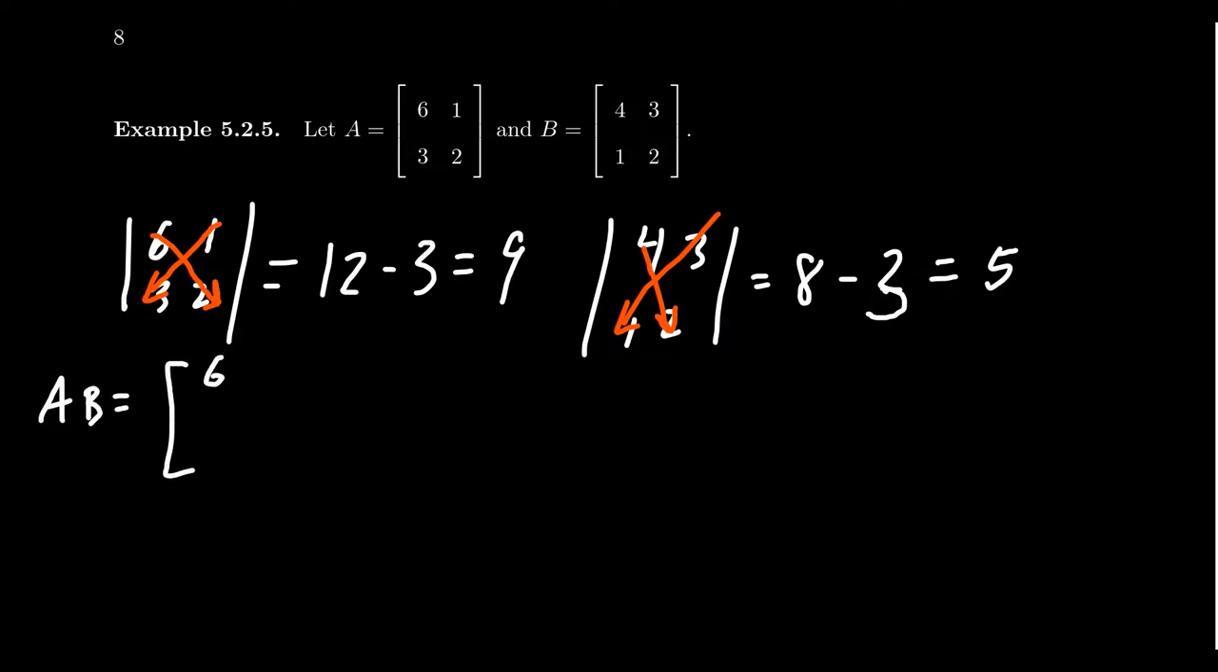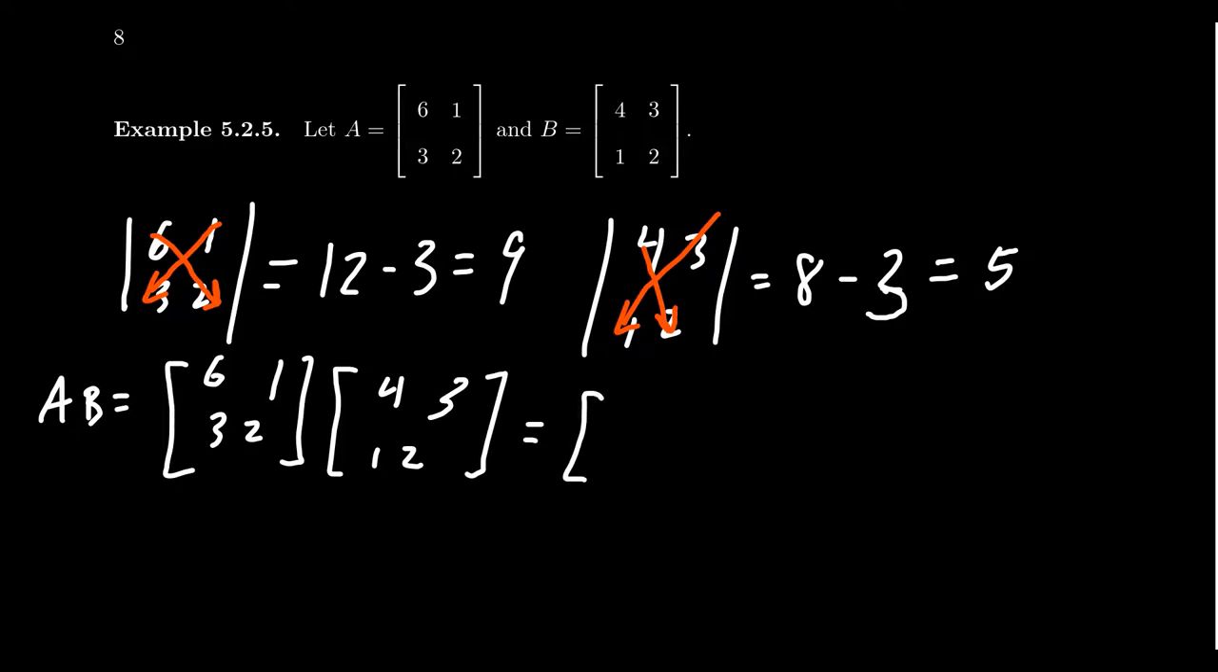There we go. Now let's multiply together A and B, like so. We get 6, 1, 3, 2, times the matrix 4, 3, 1, 2. First row, first column, we get 6 times 4, which is 24, plus 1, so that's 25. First row, second column, 6 times 3 is 18, plus 1 times 2, which is 2, that gives us 20. Second row, first column, 3 times 4 is 12, 2 times 1 is 2, so 12 plus 2 is 14. And lastly, second row, second column, 3 times 3 is 9, 2 times 2 is 4, and 9 plus 4 is 13.